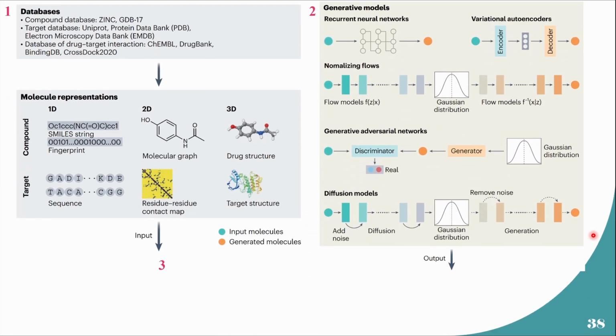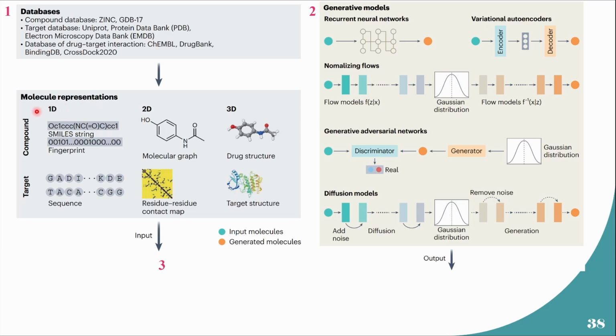So just a simple example, here we have databases. We can take ZINC, we can take GDB. For the target structure database, we can take the Protein Data Bank. If you are trying to use the sequence, we can take UniProt, and again the electron microscopy database and so on. And for drug-target interaction databases, we can take DrugBank, BindingDB, etc. The BindingDB we just looked into a few moments earlier, right? In BindingDB, we can also get the experimental affinity values and so on.